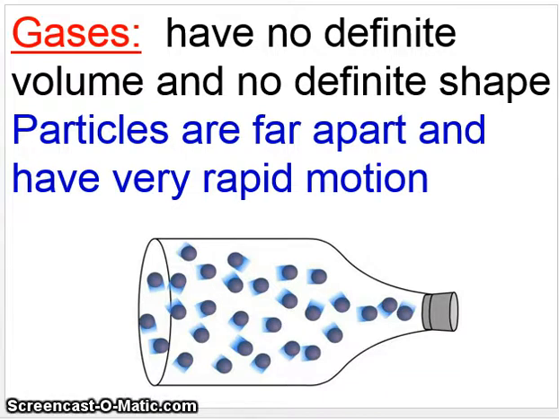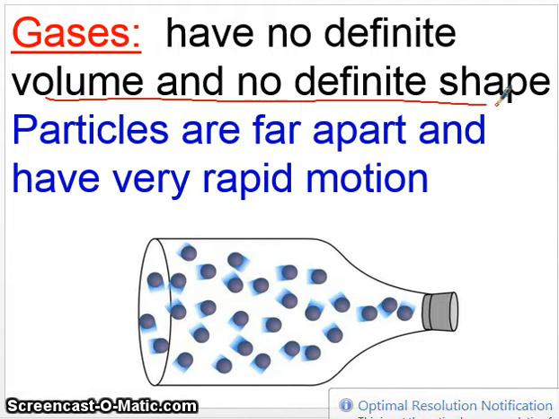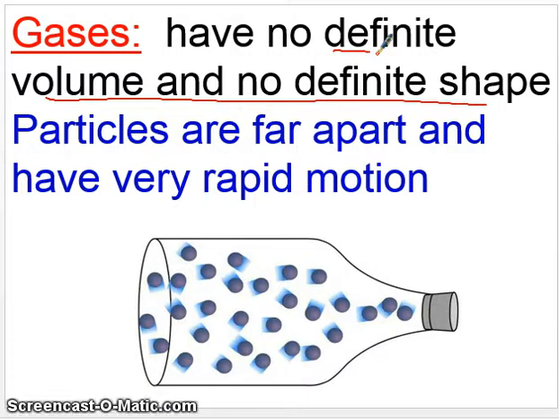Gases have no definite volume and no definite shape. If you were to release a gas, maybe after a good dinner, the gas would actually spread out to every portion of the room, and you could not measure its volume. It wouldn't have a set volume. By definite, we mean a set, known amount. And it has no definite shape. It just kind of goes everywhere.